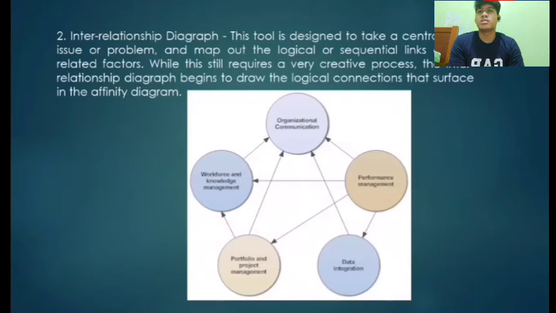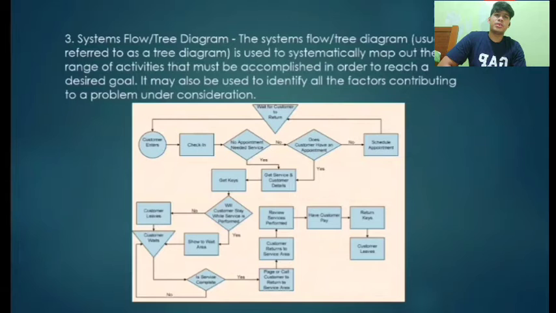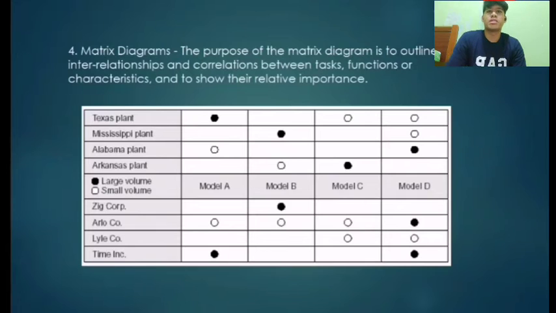So we have number 3, systems flow or tree diagram. The system flow or tree diagram is used to systematically map out the full range of activities that must be accomplished in order to reach a desired goal. So parang interrelationship diagram, minamap out lang niya yung mga possible effects na pwedeng pang ma-improve sa isang problem. Then matrix diagram. So the purpose of the matrix diagram is to outline the interrelationships and correlations between tasks, function, or characteristics and to show the relative importance.